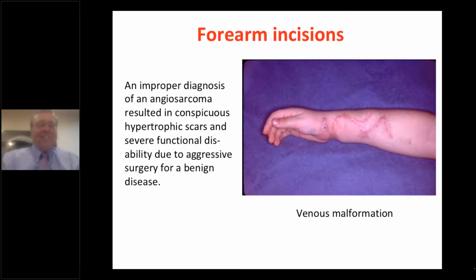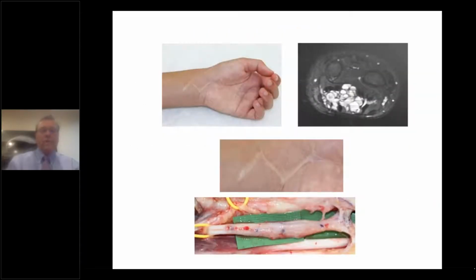Now, forearm incisions. Dr. Littler would go crazy with some of these incisions that we see. This is a young girl, about 9 years old, who had a venous malformation that was misdiagnosed as a malignancy. So you can see she's had at least 3 major excisions here and has developed hypertrophic scars. So she has aggressive surgery for a benign disease and incisions that probably could have been strategically placed elsewhere.